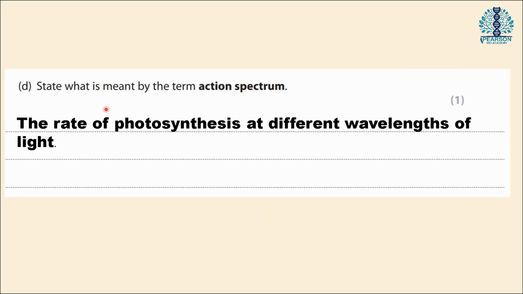The next question, also a very direct question. You have to write the meaning of the term action spectrum. So the action spectrum means the rate of photosynthesis at different wavelengths of light.